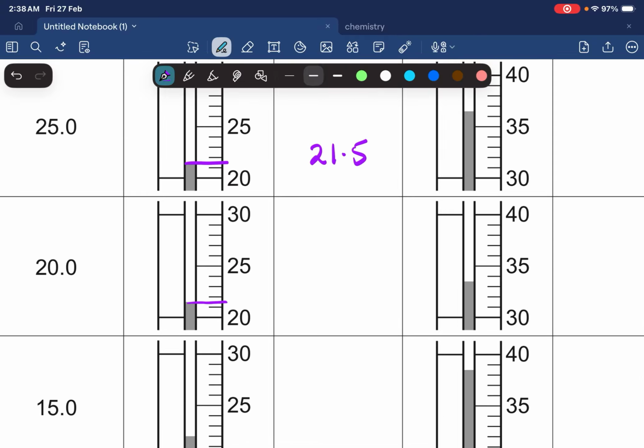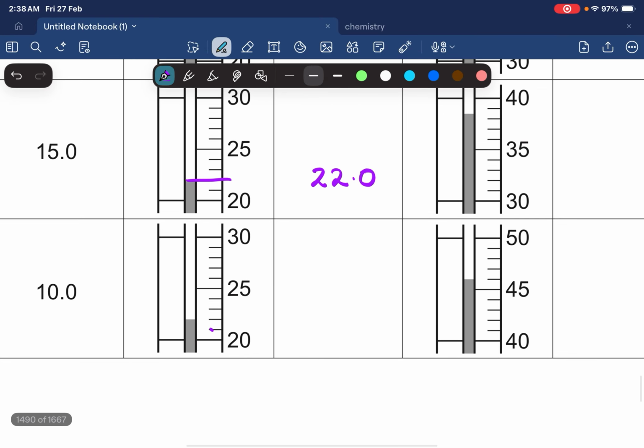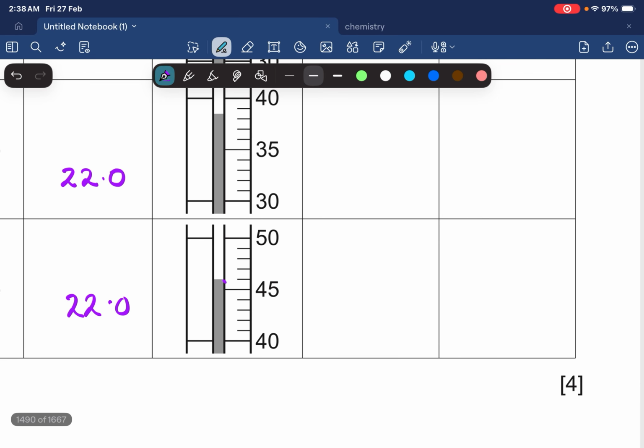Over here it's 21.5. No, it's 20. Yeah, 21.5. Then again it's 21.5. This one right here is 22.0. This one right here is 22.0.